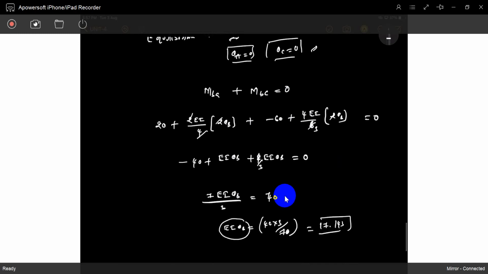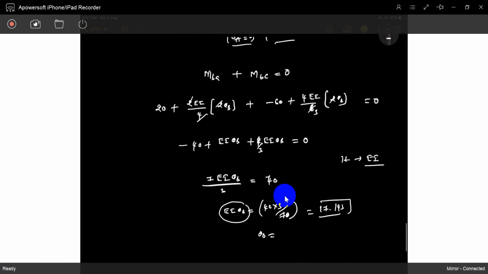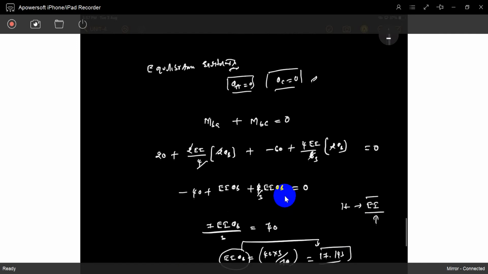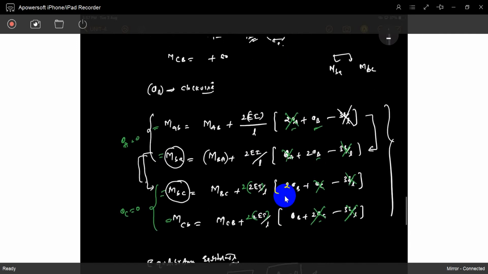If a problem gives the EI value, you will get the theta B value. Otherwise, no need at all for solving this problem. So once you got the value, see what is MAB.